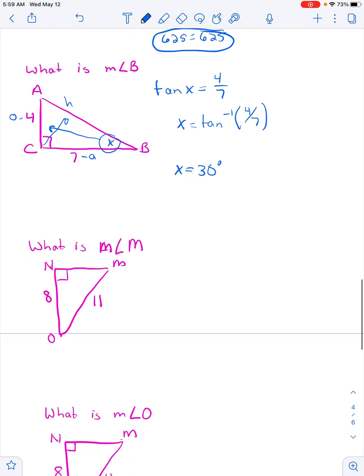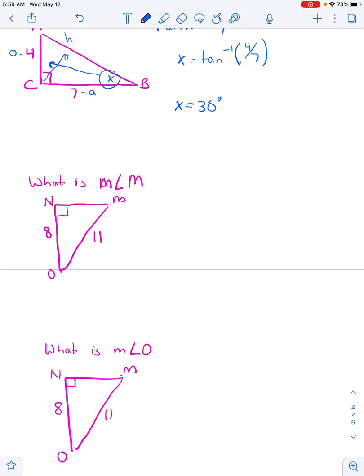Now, okay, so then we want to find the measure of angle M. So we want to find this angle. So that side is opposite. And this side, 11, is across from the 90-degree angle, so that's my hypotenuse. So that's my H. So opposite and hypotenuse is sine, so I'd say sine of M is equal to opposite over hypotenuse, 8 over 11. So again, if I want to find the angle measurement, then I do the inverse. So M is equal to the sine inverse of 8 over 11.